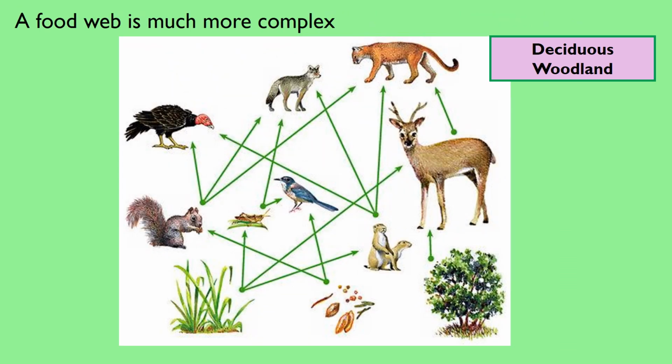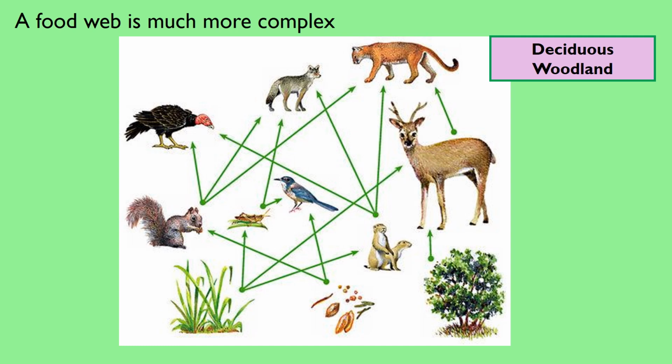Okay, so a food web, so much more complex than a food chain, similar in the sense that the arrows are still moving in the direction of energy. So the arrows are moving from the producers towards the consumers. Primary consumer, secondary consumer, tertiary consumer.